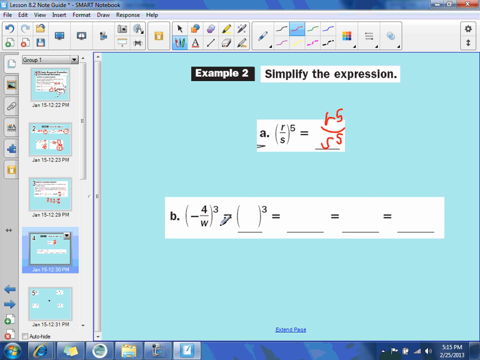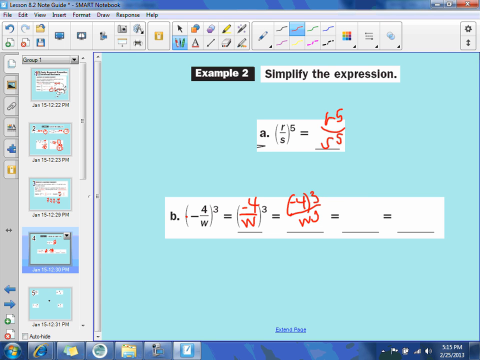Be careful if you've got this negative: negative 4 over w, all of that to the 3rd power. The negative is inside the parentheses, so it stays in there. You can kind of assign it to the number. So negative 4 divided by w, and that means negative 4 as an expression, protected, to the 3rd power over w to the 3rd power.